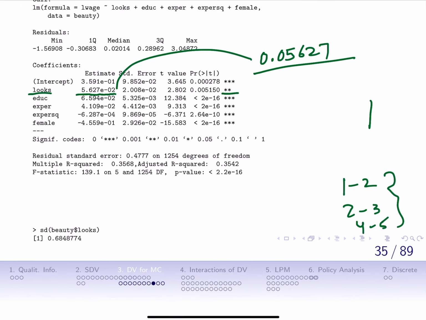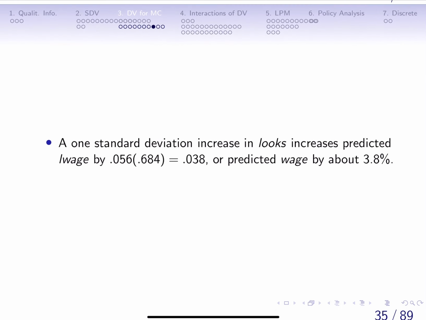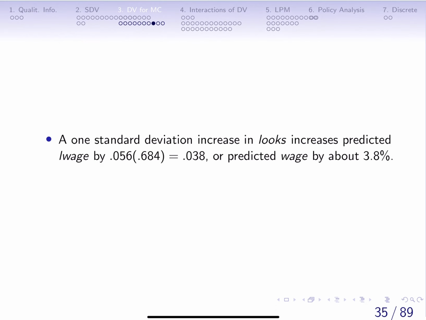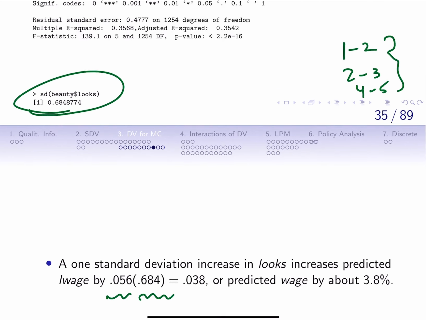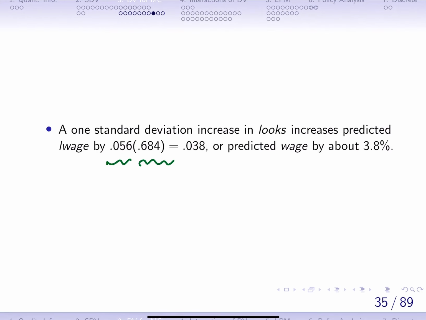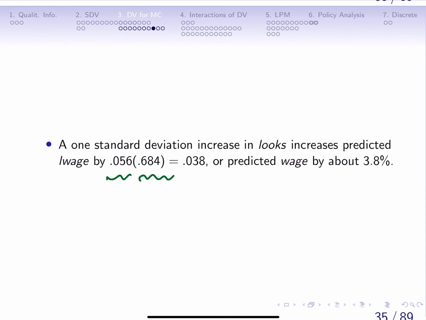Okay. We can also look at the standard deviation of looks and try to come up with something like a beta coefficient, for instance, where we can multiply the standard deviation by the coefficient on looks, which is 0.056, and we can say that a 1 standard deviation increase in looks increases the predicted wage by about 3.8%.